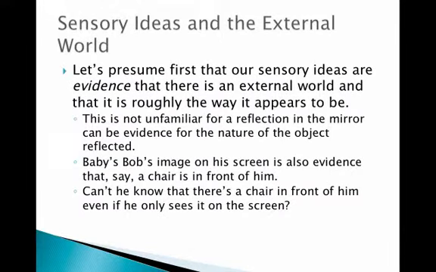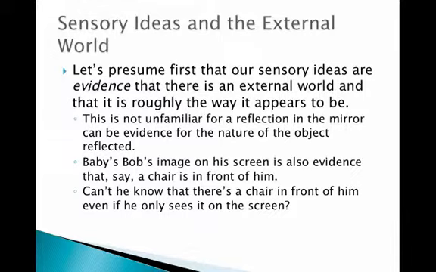So let's presume first that our sensory ideas are evidence that there is an external world and that it is roughly the way it appears to be. So this is not unfamiliar. Think about your reflection in the mirror. If you see your reflection in the mirror, that's evidence about the nature of you. So for example, if you want to know if you have cut yourself shaving and you look in the mirror and you see a blood looking thing in the reflection, that's evidence that your face has been cut from your razor.